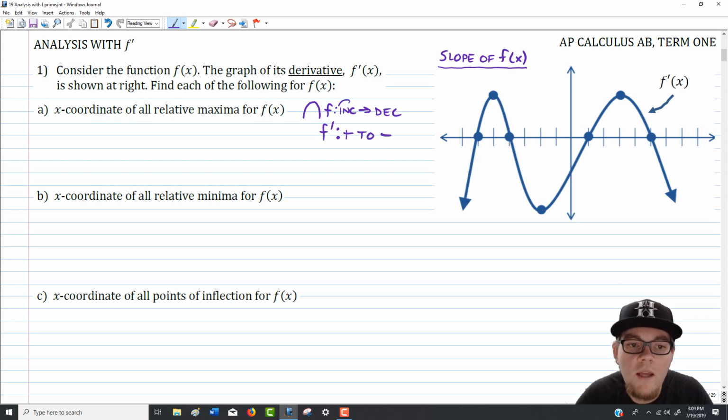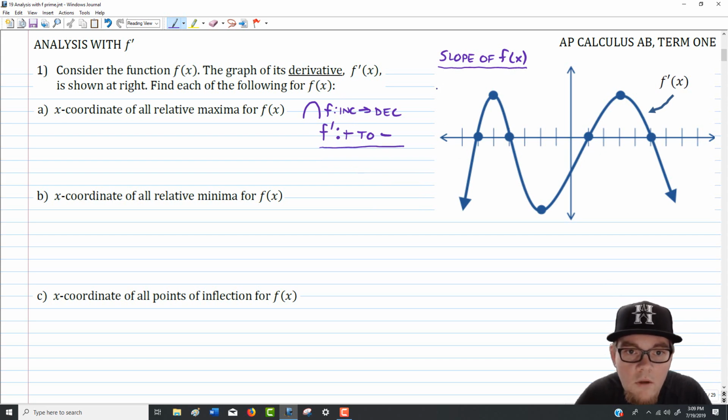Because in a sense, that's really what increasing means. F prime is positive, then it tops off, hits a place where it's 0 for a second, and then it starts decreasing, meaning that f prime would be negative. So in our example, what we're looking for is exactly this. We want to find where f prime changes from positive to negative.